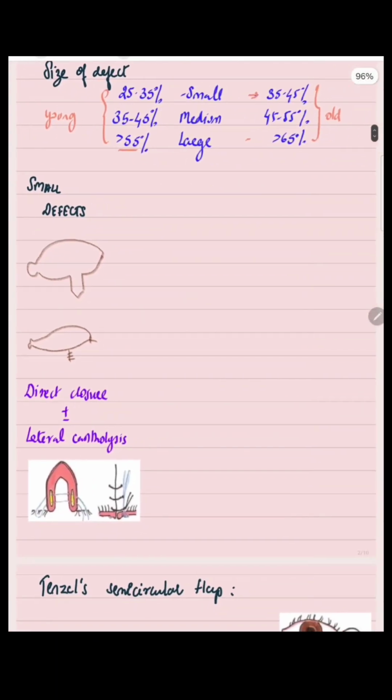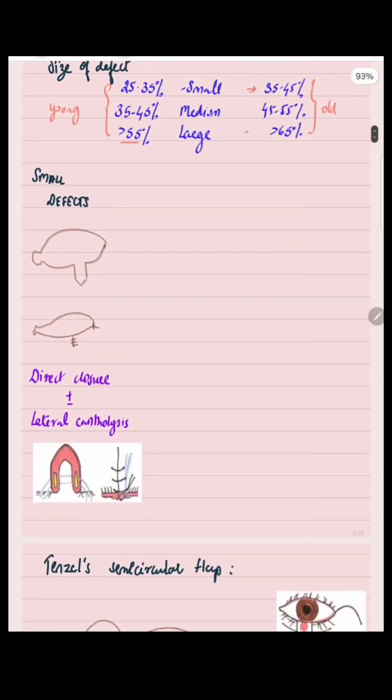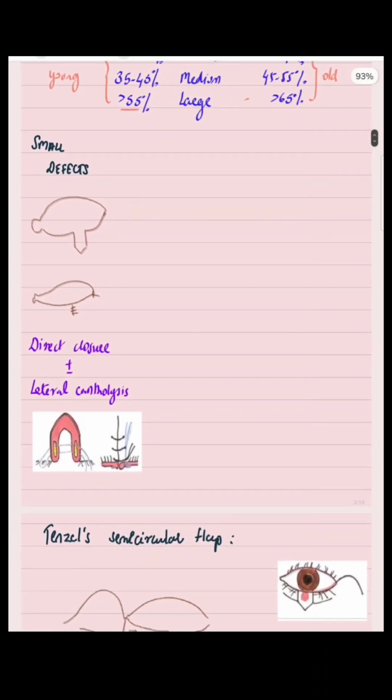For small defects, direct closure with or without cantholysis can be done. In direct closure, usually a full thickness vertical pentagon shaped defect with the point near the conjunctival fornix is created so as to minimize tarsal buckling and eyelid notching. Then a 6-0 Vicryl suture with an atraumatic spatula needle is used for suturing.